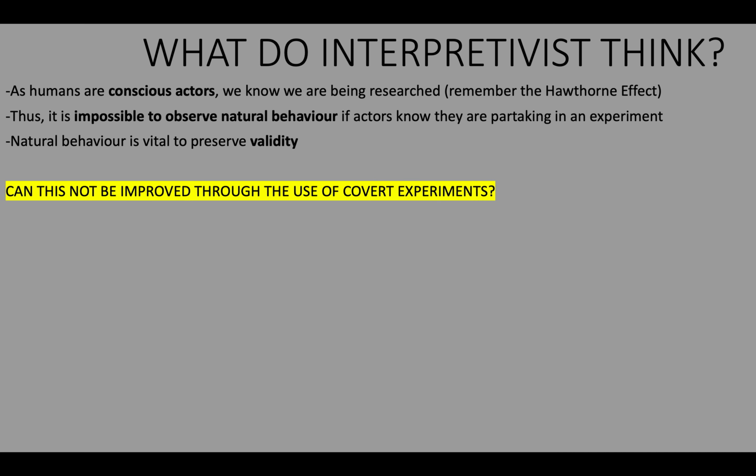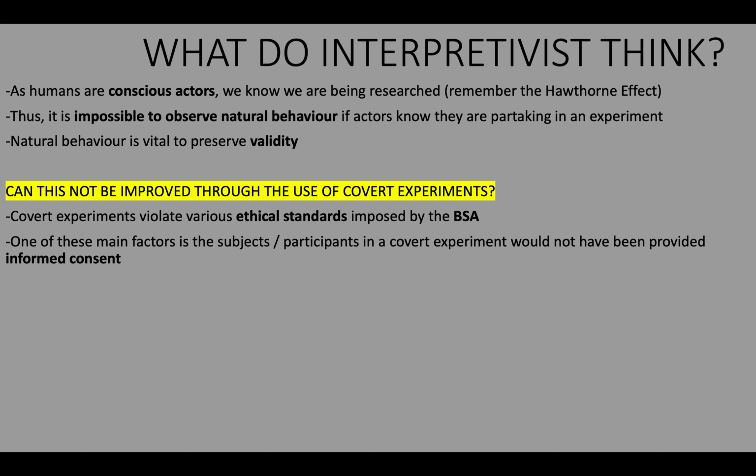So could we not improve this by doing covert experiments? Remember, covert means when your target population, your subjects, your participants, do not know that they are being researched. Can we not improve this issue by doing covert experiments? Well, covert experiments violate significant ethical standards imposed by the BSA. Remember, we looked at this in the previous video, the British Sociological Association, and they stipulate that research must follow particular ethical guidelines. One of the main ethical concerns is that if you were to do covert experiments, you've not gained informed consent from your target population, subjects or participants. Thus, covert experiments have a significant ethical concern, and remember, informed consent is vital, according to the British Sociological Association.